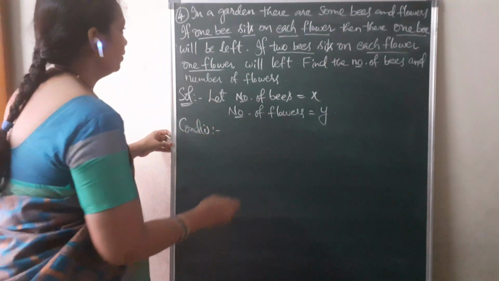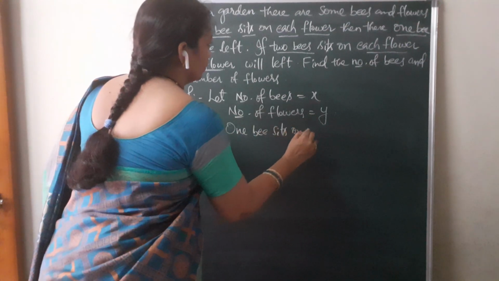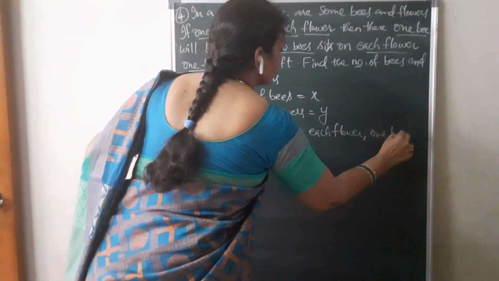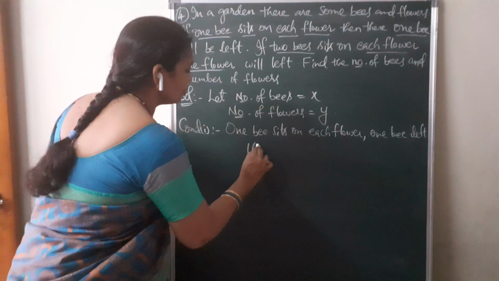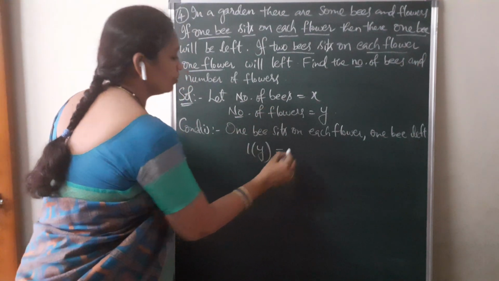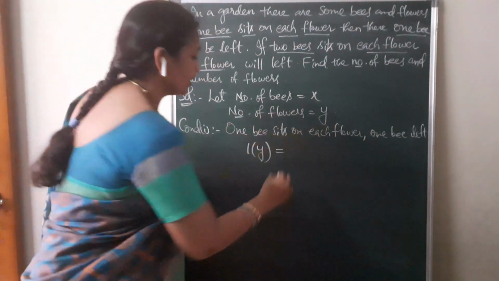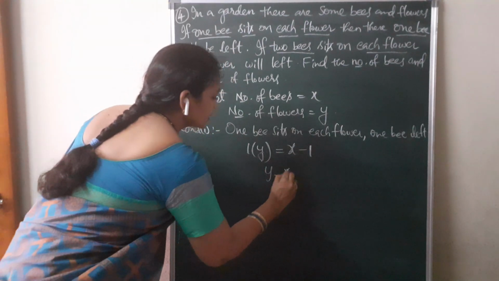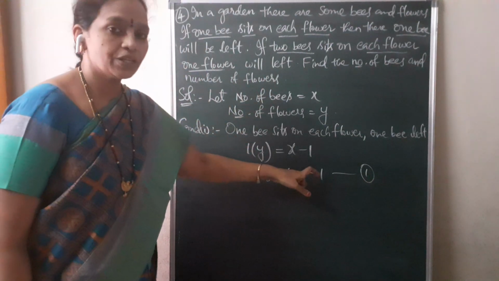Then what is condition 1? Condition 1 is: one bee sits on each flower, one bee left. So one bee is sitting on each flower means the number of bees is x, but one bee left. So x minus 1 bees will be there. So y minus x is equal to minus 1 is the first equation, in ax plus by plus c is equal to 0 form.